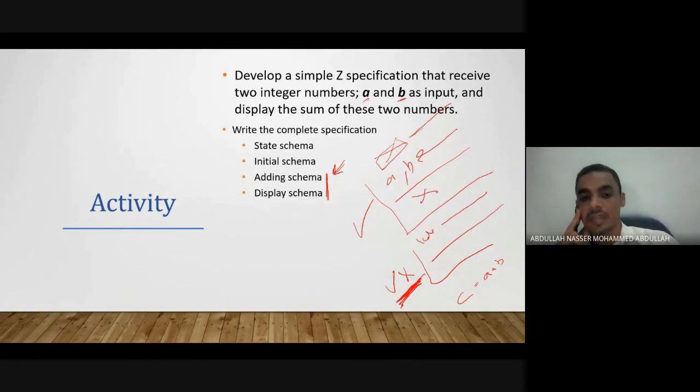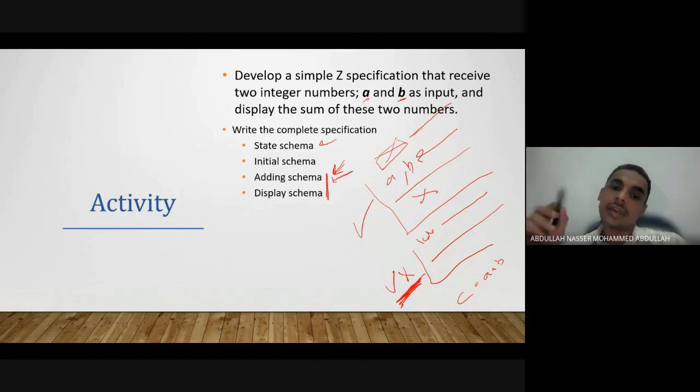It's not that difficult. It's just to show how we can use these variables or this Z notation to write such an example. You can write this all in only one schema, but at least now you have the state schema and the adding schema. You should write at least these two.